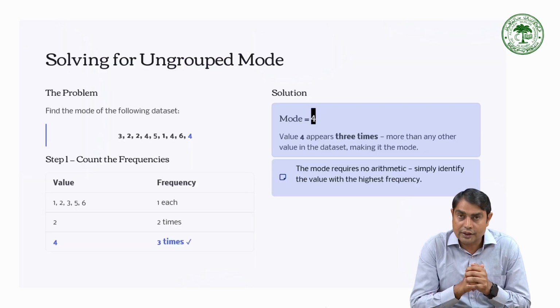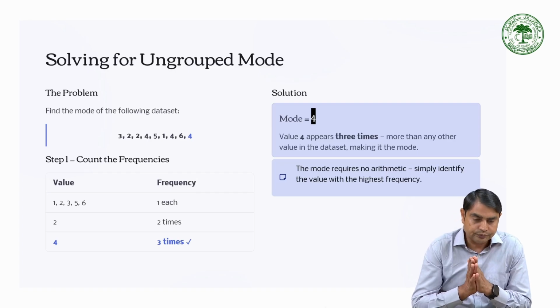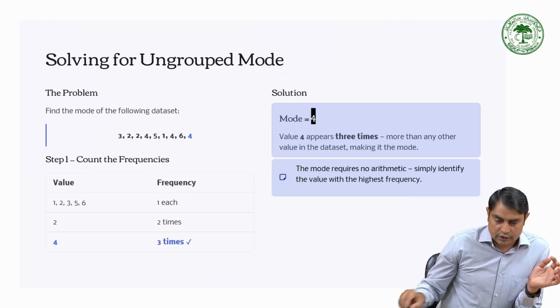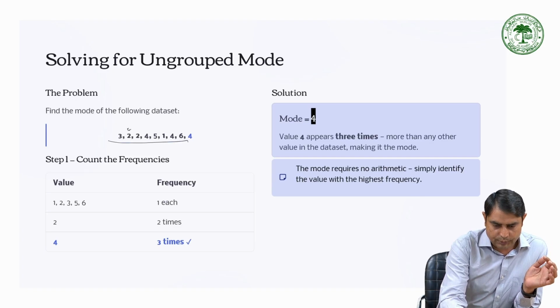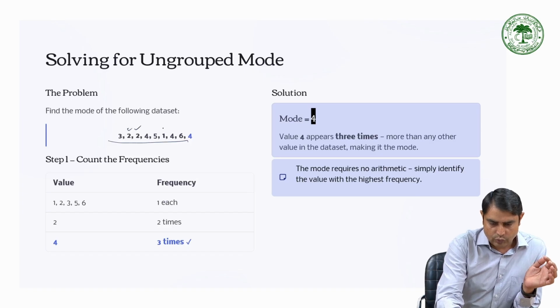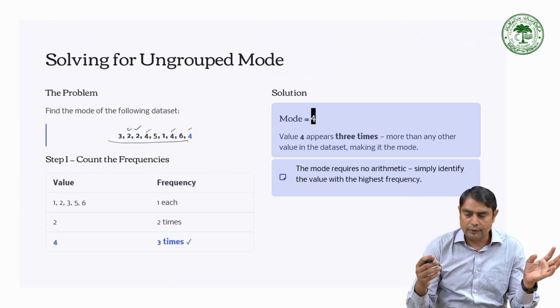This is another example of ungrouped data. Here you can see the number of counts. 2 appears twice, and then 4 appears thrice. 4 is my mode because the number of repetitions is highest for 4.